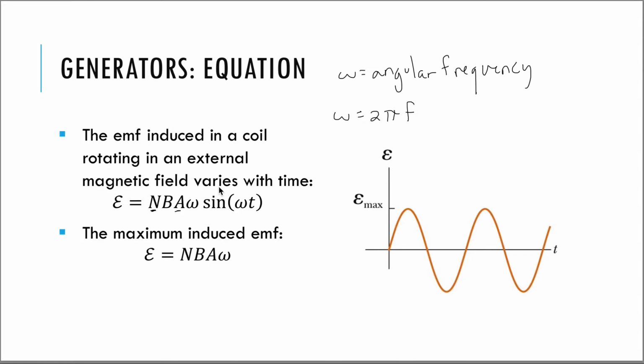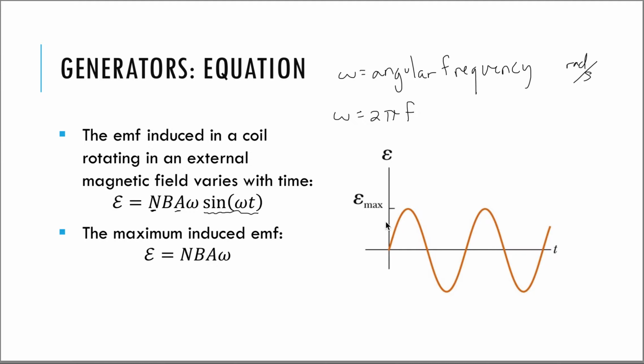So angular frequency is talking about how many cycles it's rotating through per second, but instead of cycles, you're converting it to an angle since every cycle has 2 pi radians. So sine of the angular frequency times time. Make sure that when you're using this equation your calculator is in radian mode, because the unit for angular frequency is radians per second.